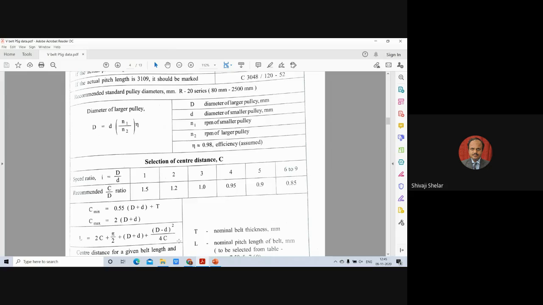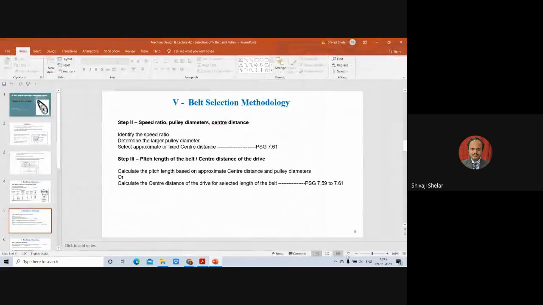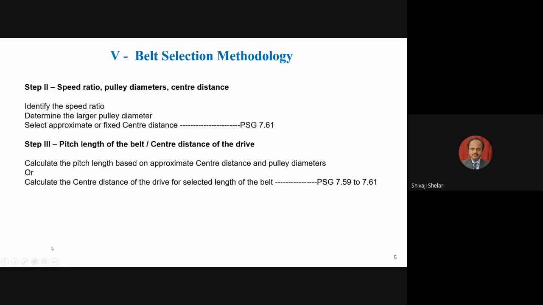Okay, so let's go to the next step now in the presentation. So you can calculate the speed ratio. You can determine the larger pulley diameter in both ways, based on the fixed center distance or approximate center distance. So this is done from page number 7.61. So the next step is step 3, determination of pitch length of the belt.